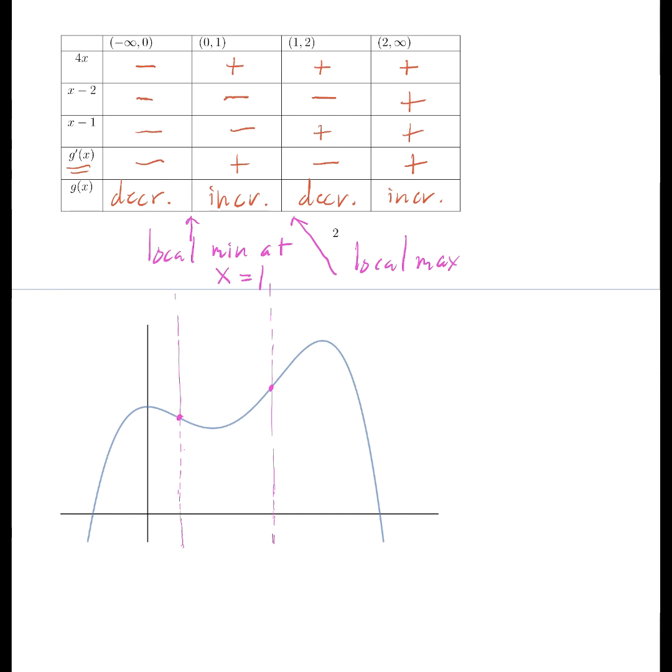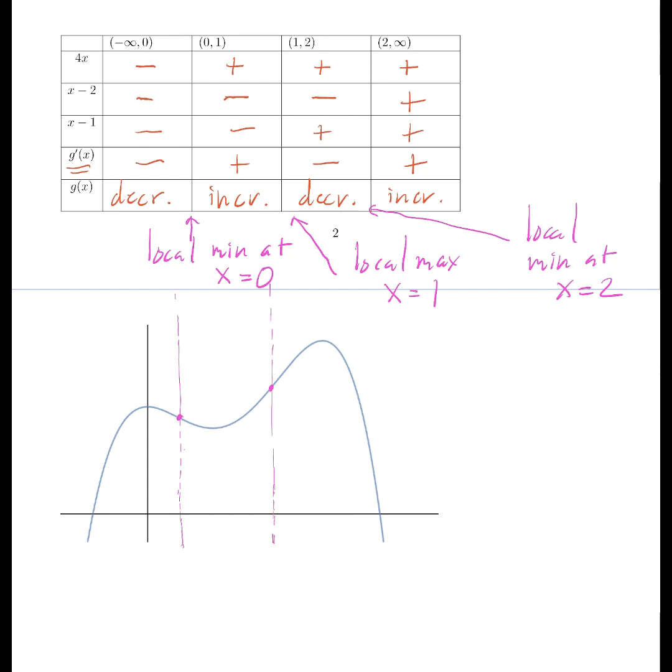Oops, sorry, I got that one wrong. This first one is changing at 0, so we have a local minimum at 0. Now we're changing at 1 from increasing to decreasing, so we have a local maximum at 1, and then there's one more change right here from decreasing to increasing, which again gives us a local minimum at x equals 2. Okay, so we can learn where our function is decreasing, where it's increasing, where its local minimums and local maximums occur by using the first derivative.